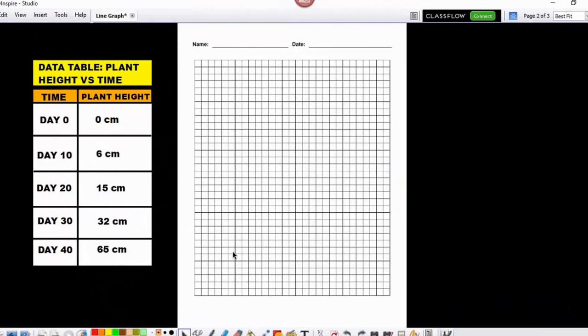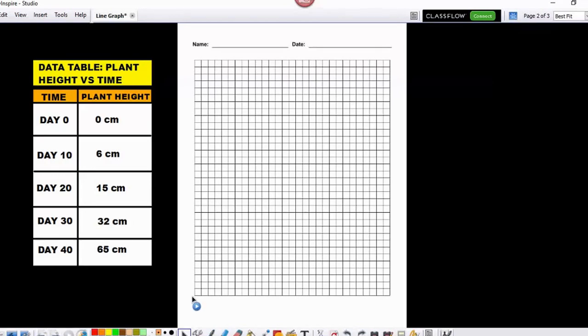So here's our example for tonight. We have our graph paper here in the middle, and we have our data table here on the left. Our data table tells us plant height versus time, so how tall a plant grows over a period of time. On the left, we have our time intervals going from day 0 to day 40, and our plant height goes from 0 centimeters to 65 centimeters. Now, this is fake data that I made up, so if it seems outlandish, I made it up for a reason.